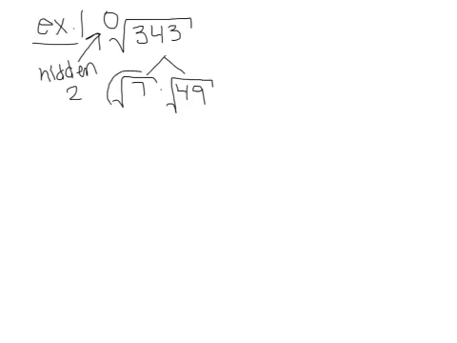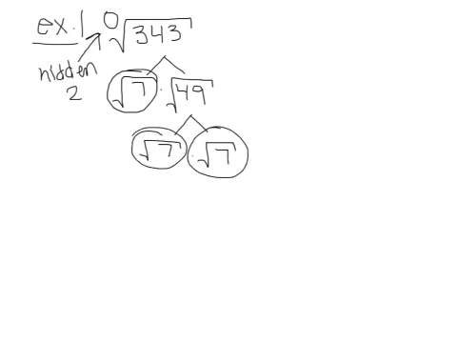Next, 7 is prime, so I'm going to circle it. 49 is not, so I'm going to continue to break it down. 7 times 7 will give me 49, and now I have broken it down to all primes. I've prime factorized. Now this is saying I'm looking for 2 pairs, so 7 times 7 will give me 49, so that is a perfect square.